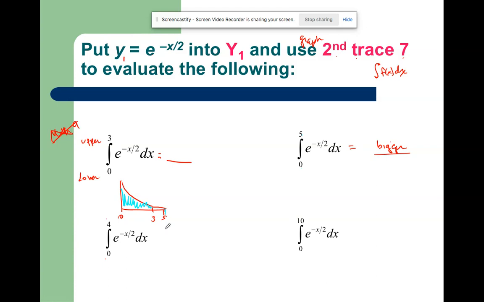Now repeat it with 0 and 4 and 0 to 10. And I hope that the concept that I'm trying to get you to go to is that, I don't know why they meant to put 4 here. 10 here.